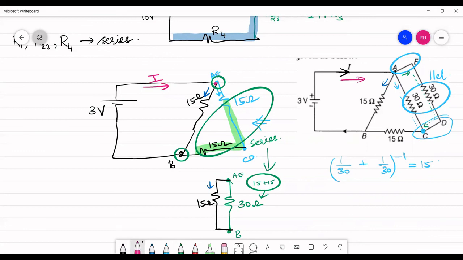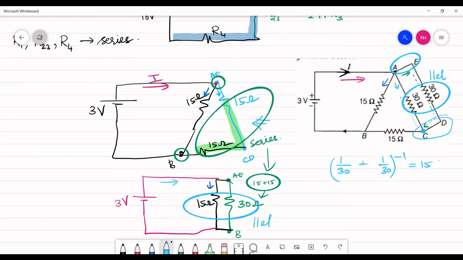And here you have the 3 volt source. Now looking at these two resistances, you could say that they are in parallel. So after reduction, you will be in a position to find the value of current I.